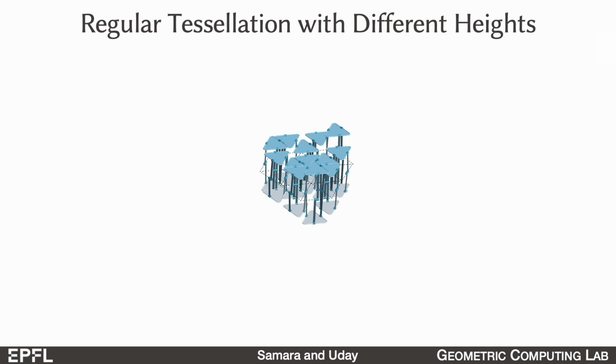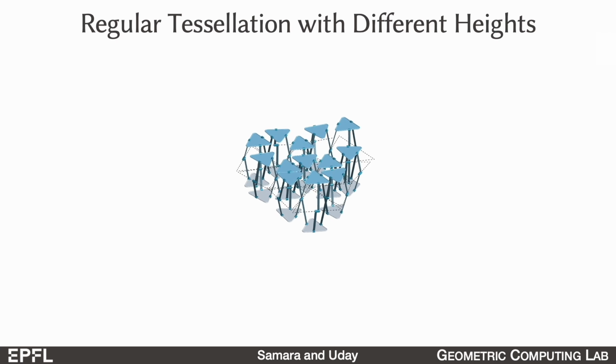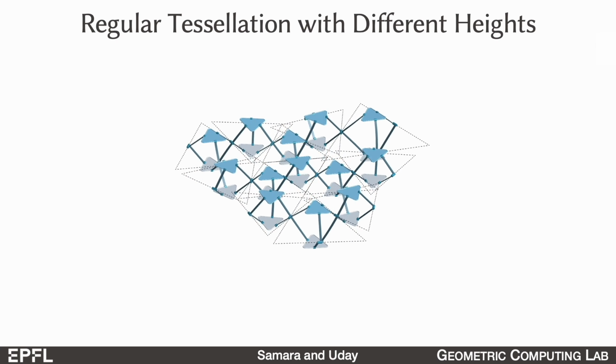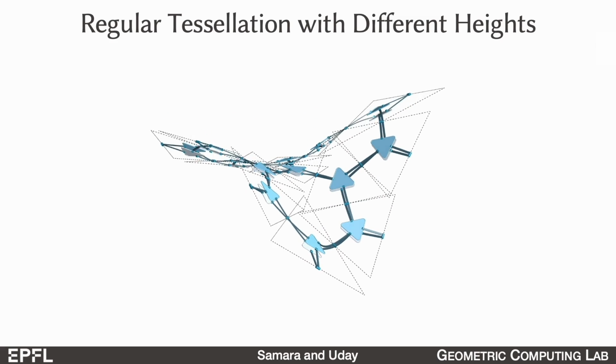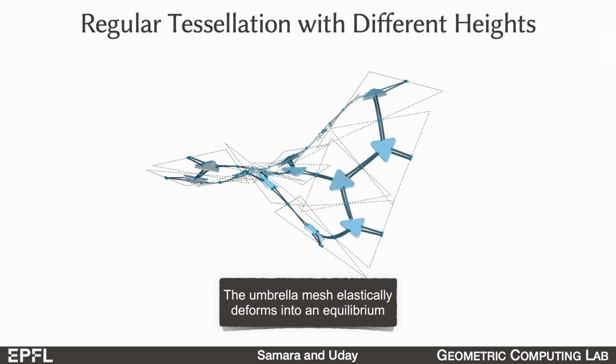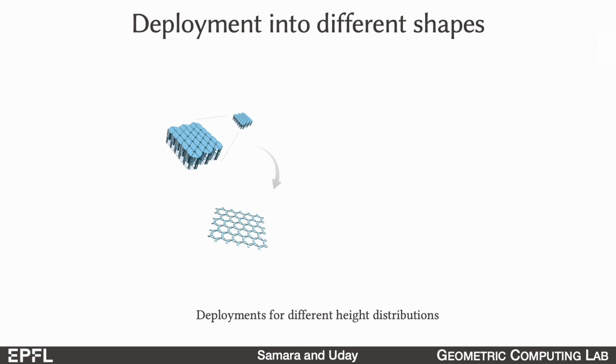Now we arrange more umbrellas of different heights in a regular grid. As they deploy, since their expansion factors are not compatible anymore, at some point the whole structure buckles into 3D. We observe that the umbrella mesh elastically deforms into an equilibrium. Different height distributions in the compact state of an umbrella mesh deploy into different target shapes.